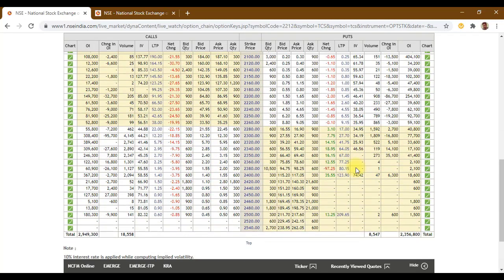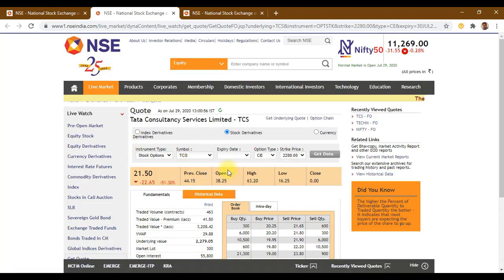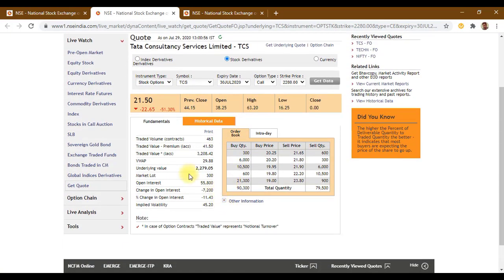So how to find the lot size of that particular script? You just click on any of these option premiums of any strike, and it will take you to this page. So here you can see the market lot size, it is 300. So the lot size for TCS is 300 quantity.